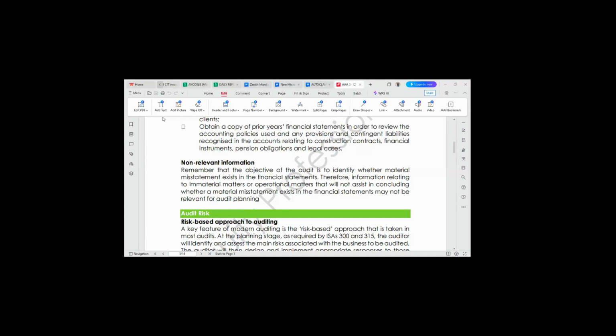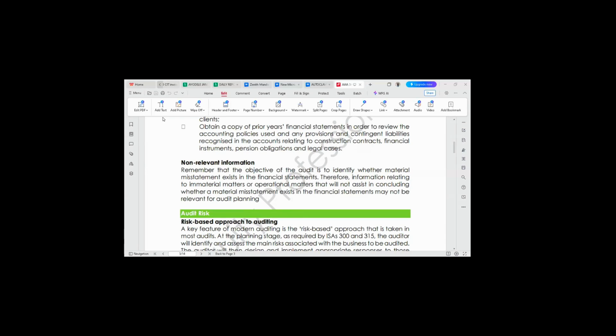Now, in audit risk, there are 3 things you need to look at. One, inherent risk. Two, control risk. Three, detection risk. These 3 risks are very important when you are analyzing your audit risk. Let's look at them.